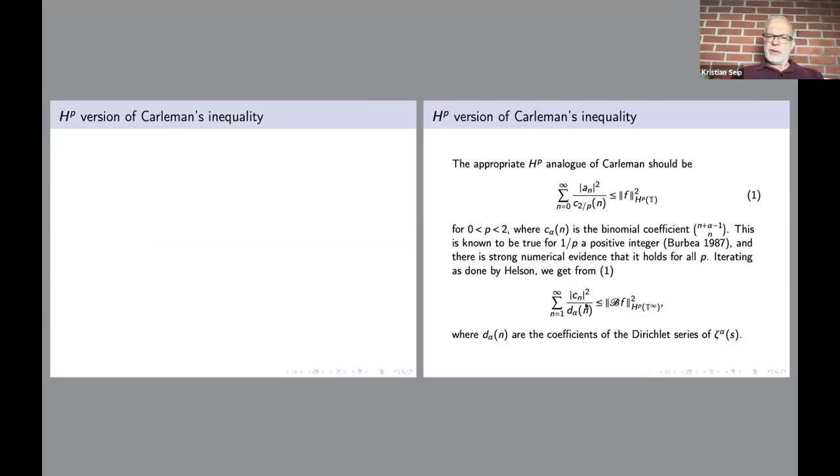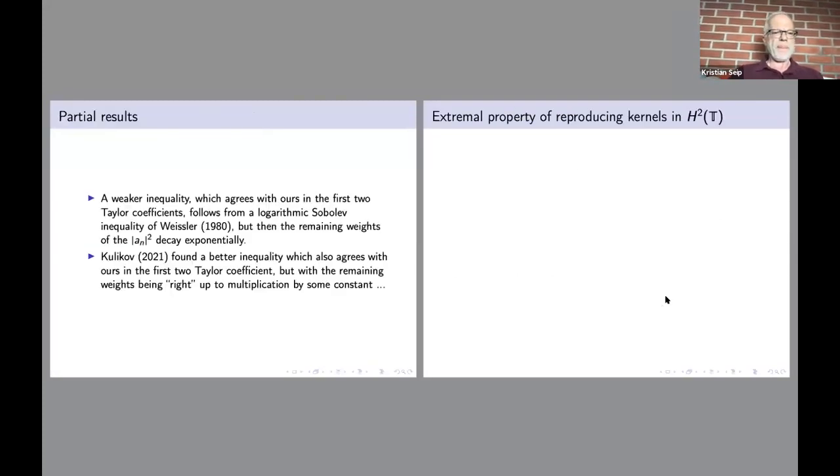Here, this fractional divisor function will be the coefficients of the Dirichlet series of the Riemann zeta function to the power alpha of s. So this is a very nice and interesting inequality, but we don't know if it is true. We believe strongly that it is true because we have strong numerical evidence, but we haven't been able to prove it. We have been able to prove certain weaker things, but we haven't been able to prove that.